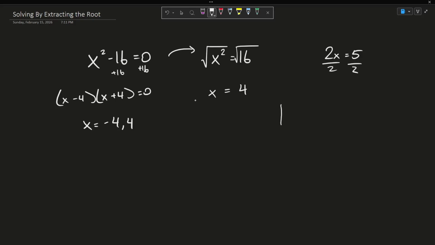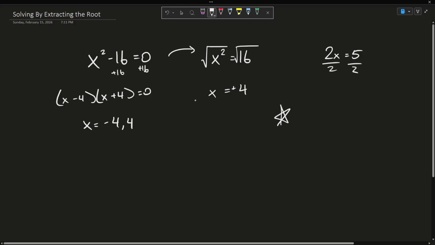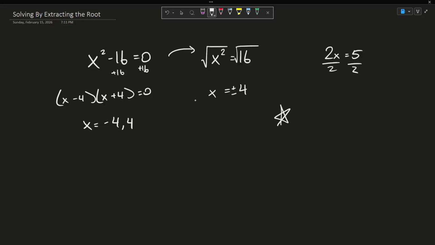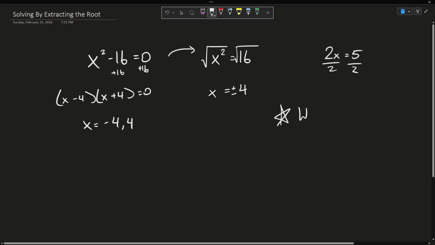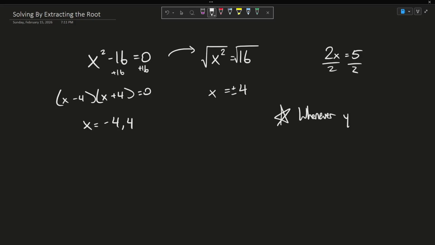So something I want to highlight right now is that whenever you square root a number, you want to make sure you have a positive and negative. So we have a plus and minus 4. That's a new symbol. So whenever you square root, include positive and negative, plus minus. So my answer is plus minus 4, and that's a valid way of writing the answer.